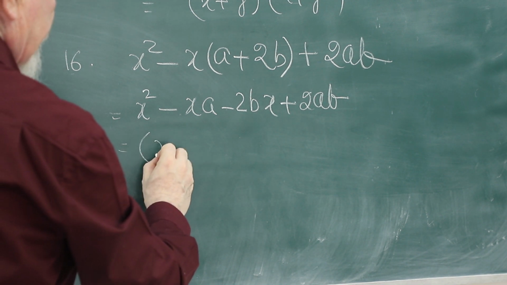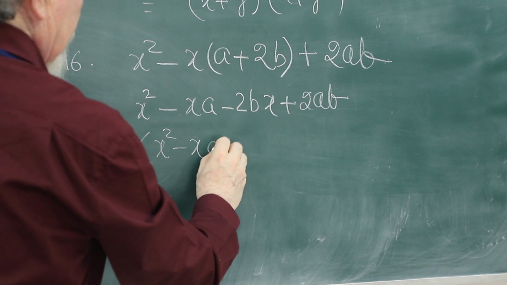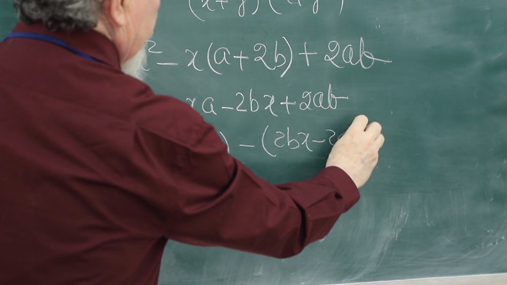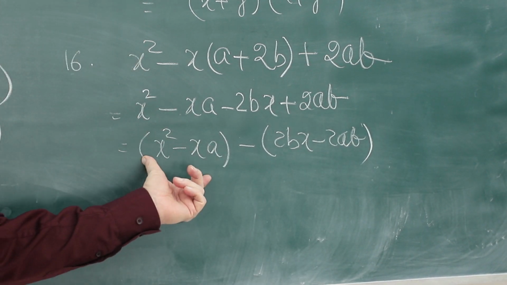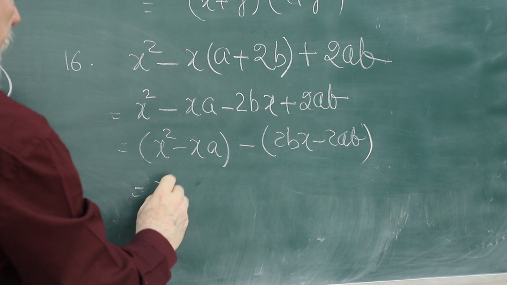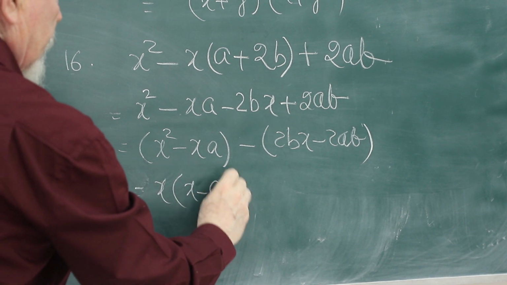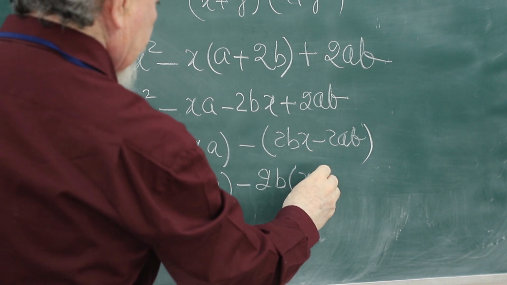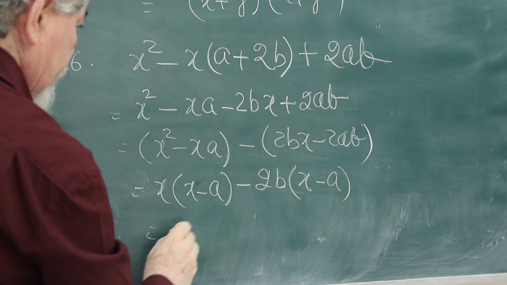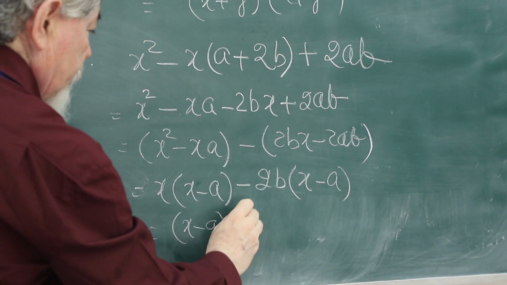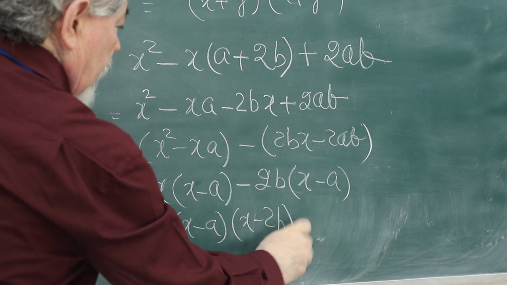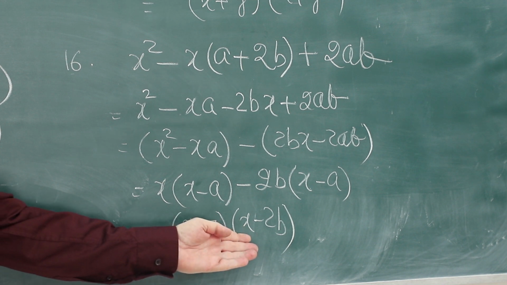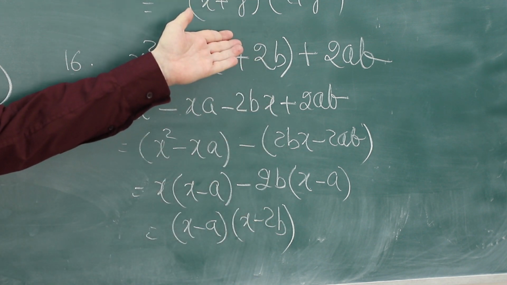I'll make a pair, x squared minus xa. Out of this, minus common: minus 2bx and minus 2ab. In the first 2 terms, x is common, x minus a. Here 2b is common and x minus a. So x minus a and x minus 2b are the required factors. Again, if I multiply these 2 factors, I will get the original expression.